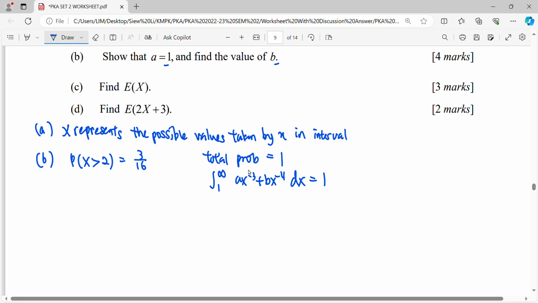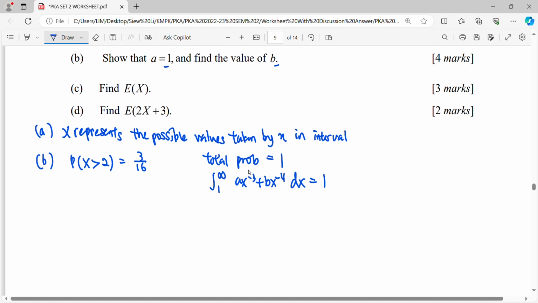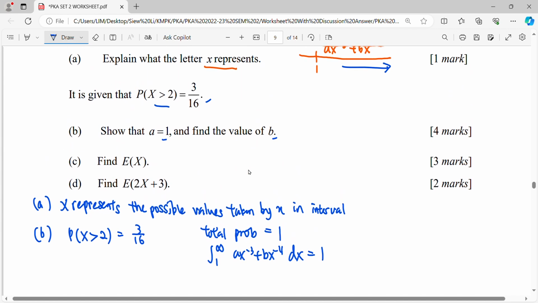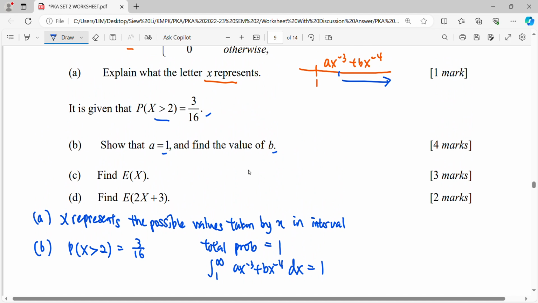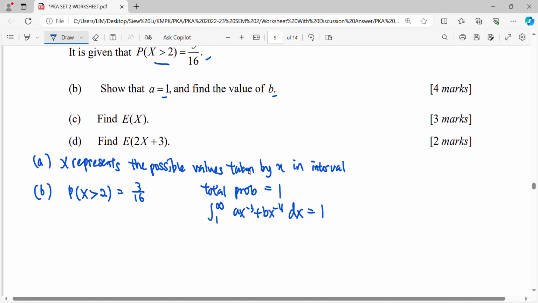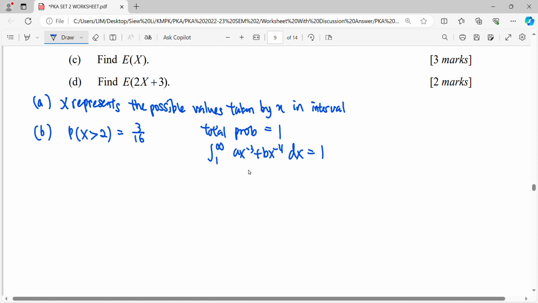So for probability x more than 2, starting from the value 2, since it is continuous, you need to integrate from 2 up to infinity for the function, which gives you 3 over 16. Alright, so we try to simplify these two integrations.